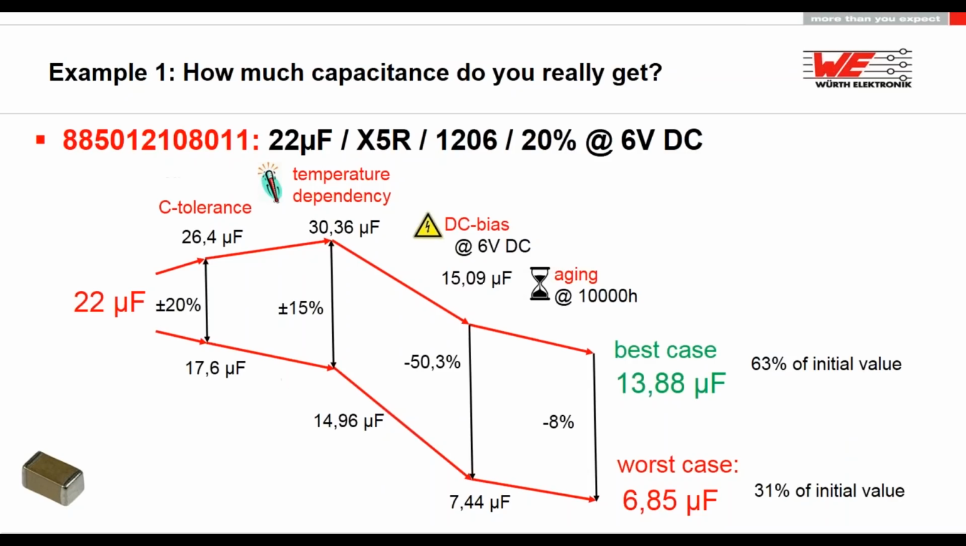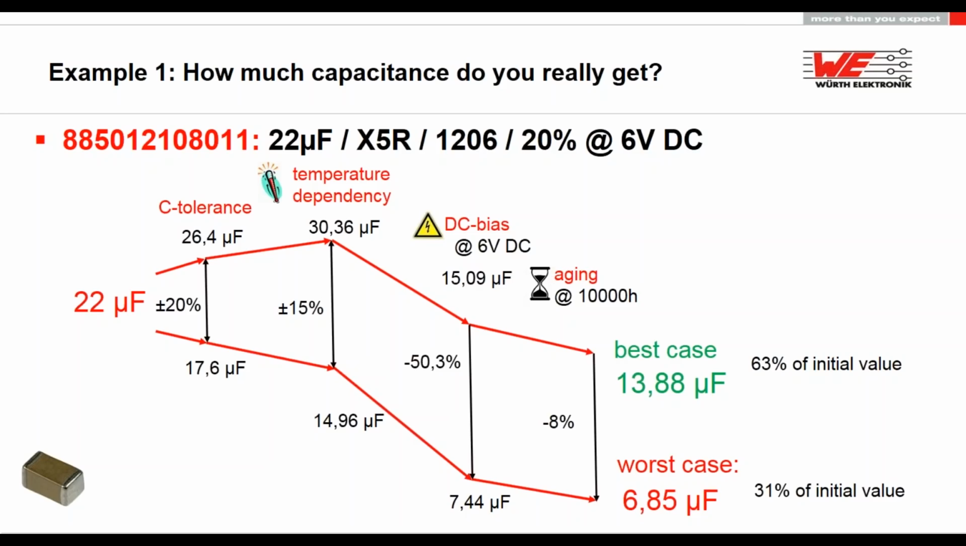And just to sum up these effects, what I really have to consider if I use, for example, a 22 micro X5R 1206, 20% delivery tolerance at 6 volt DC applied, it would be a change from 22 in worst case down to 6.8. So you can get a capacitance between roughly 14 against 7. So it's really a strong change of more than 30 or 40% what you have to consider within your application.